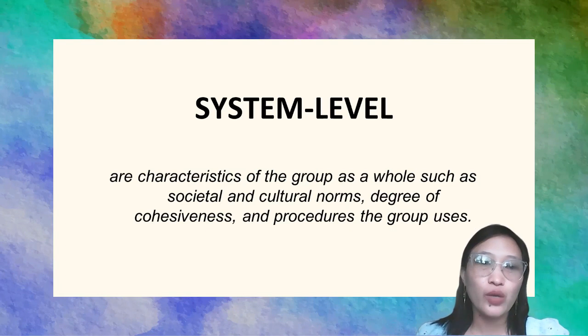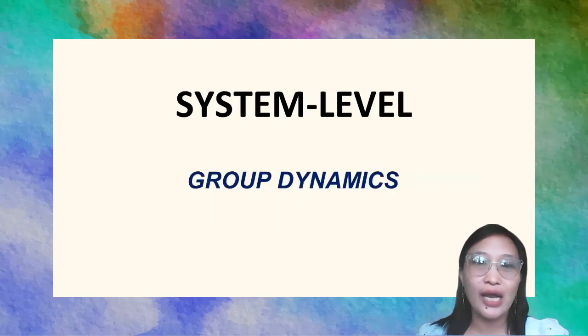In the system level, we have what we call the group dynamics. So group dynamics refer to the patterns of interaction, communication, and influence among group members. Factors influencing group dynamics include power relationships, communication styles, and decision-making processes. And analyzing group dynamics helps identify group norms, conflict, and cohesion.